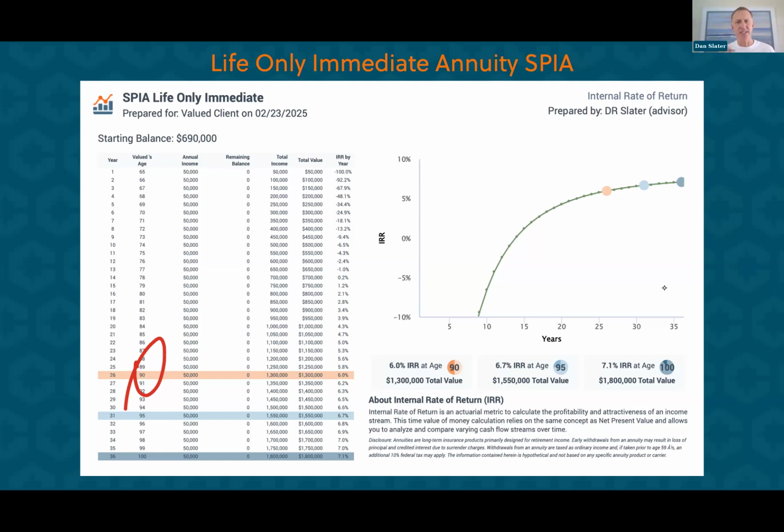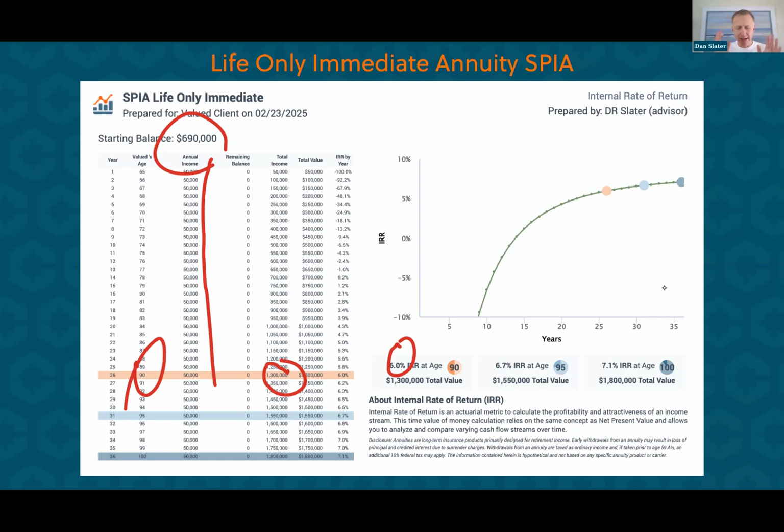She has a 50% chance to get 25 payments. She also has a 50% chance to get beyond 25 payments, right? So that's the half, that average, that median, I guess you would say, of her life expectancy. If she lives to the exact age that she's supposed to, she would have put in the 690,000. She would have received 50 grand a year, which totaled 1.3 million. And if you did the IRR calc, right? So you go back to that equation, that would say it is worth 6.0% per year.